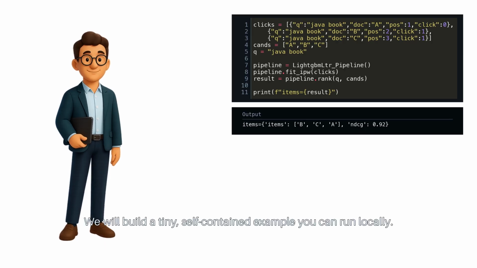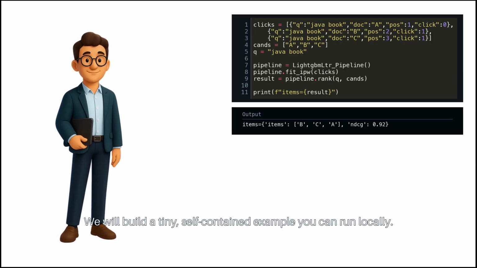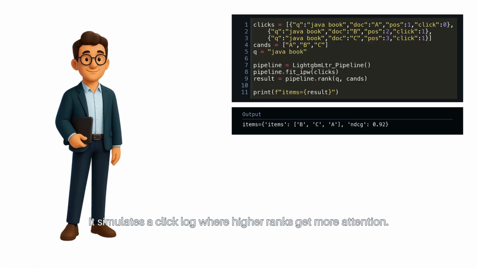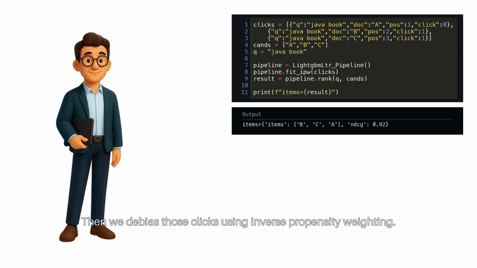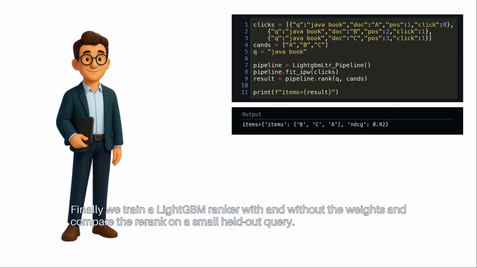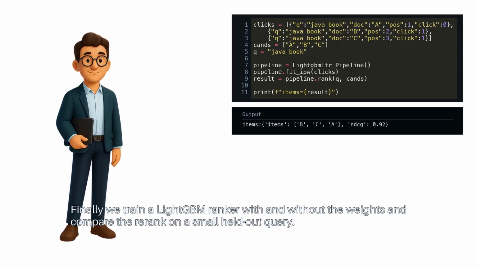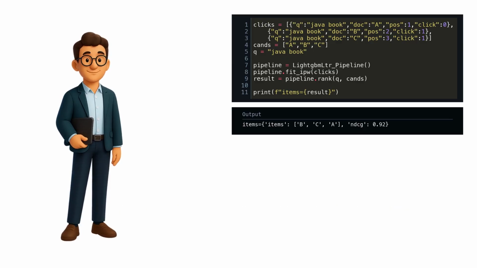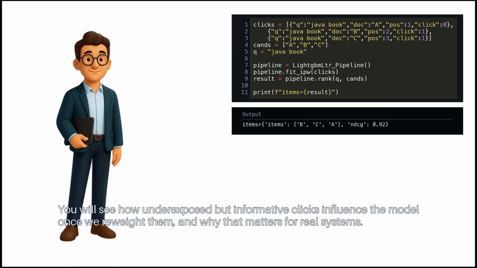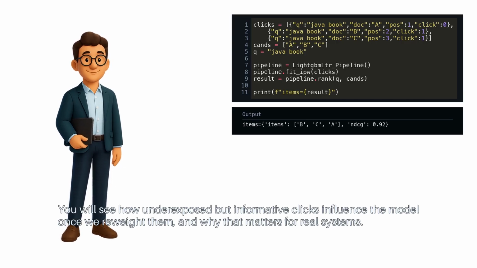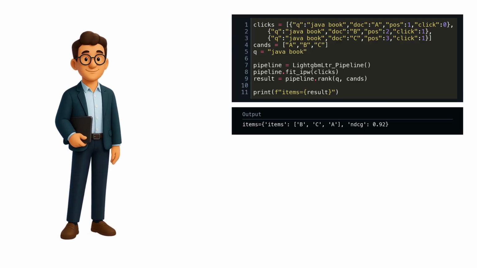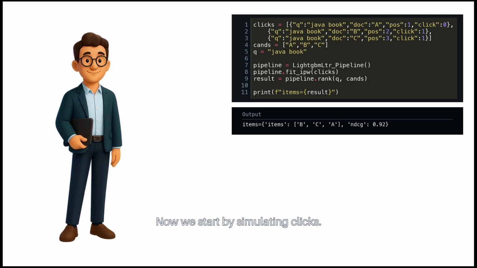We will build a tiny, self-contained example you can run locally. It simulates a click log, where higher ranks get more attention. Then we debias those clicks using inverse propensity weighting. Finally, we train a LightGBMRanker with and without the weights and compare the re-rank on a small held-out query. You will see how underexposed but informative clicks influence the model once we re-weight them, and why that matters for real systems. Now we start by simulating clicks.